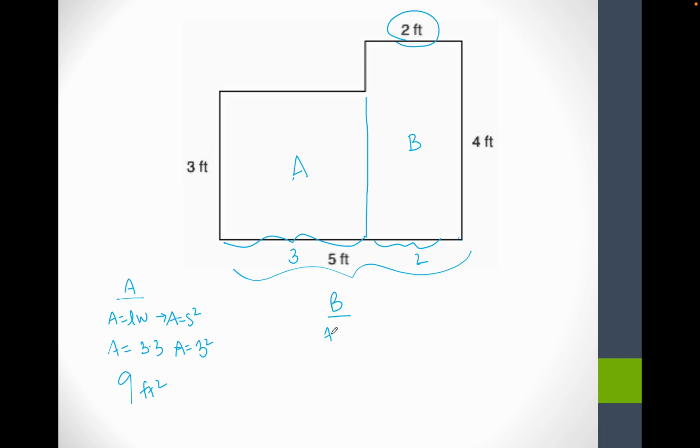Rectangle B, same formula. This one's definitely a rectangle, not a square. We already know the length of this one is 2 and the width of this one is 4. Nothing to figure out there. Just multiply to get 8 feet squared, and then our total is found by adding the two together for a total area of 17 feet squared.